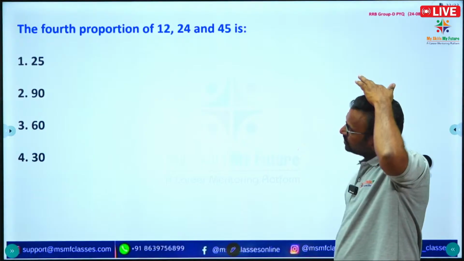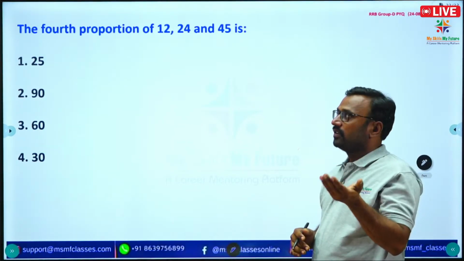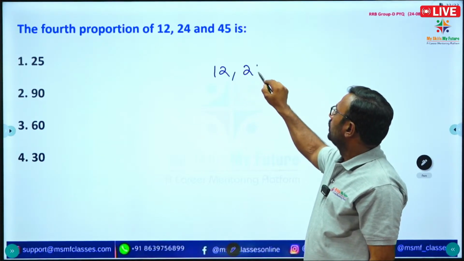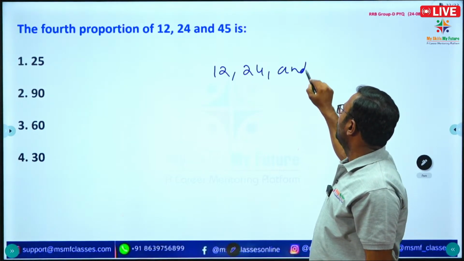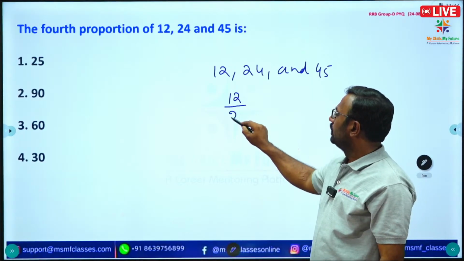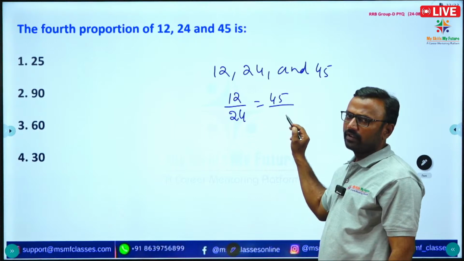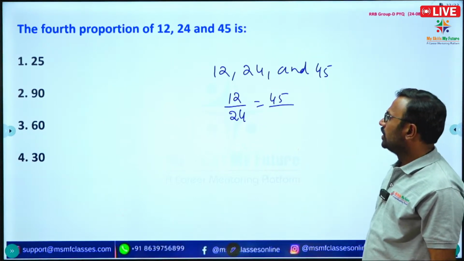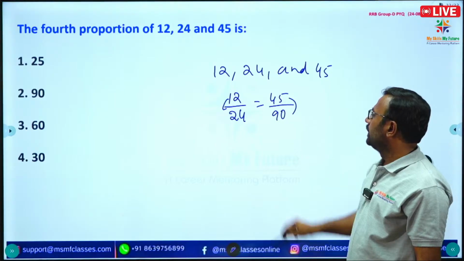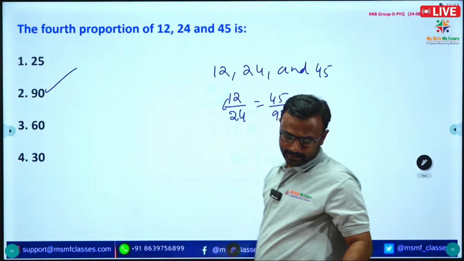Next, see the question, a simple question is given on proportion. The fourth proportion of 12, 24 and 45. So 12 by 24 is equal to 45 by what will come in the place of fourth proportion. So 12 2s are 24, 45 2s are 90. Okay, option 2 is correct. Right. Next question.